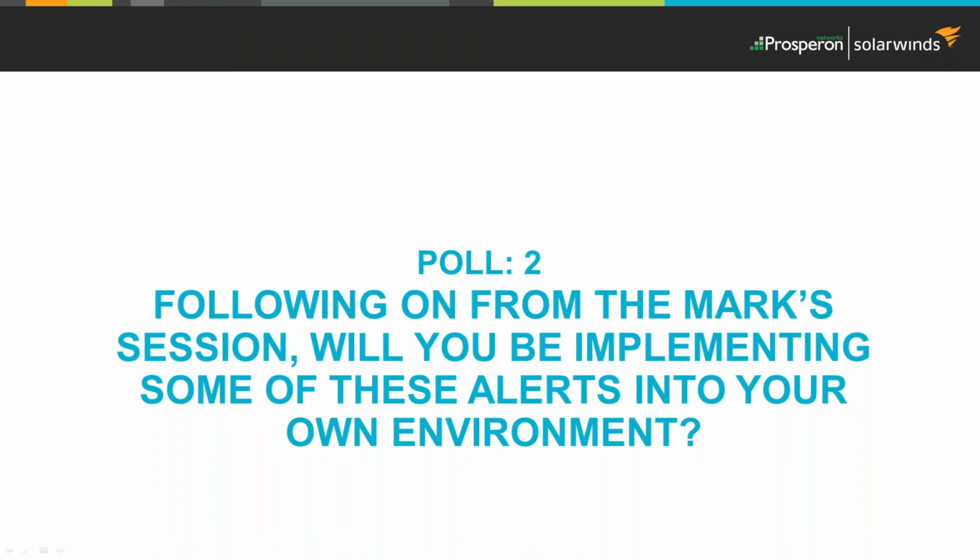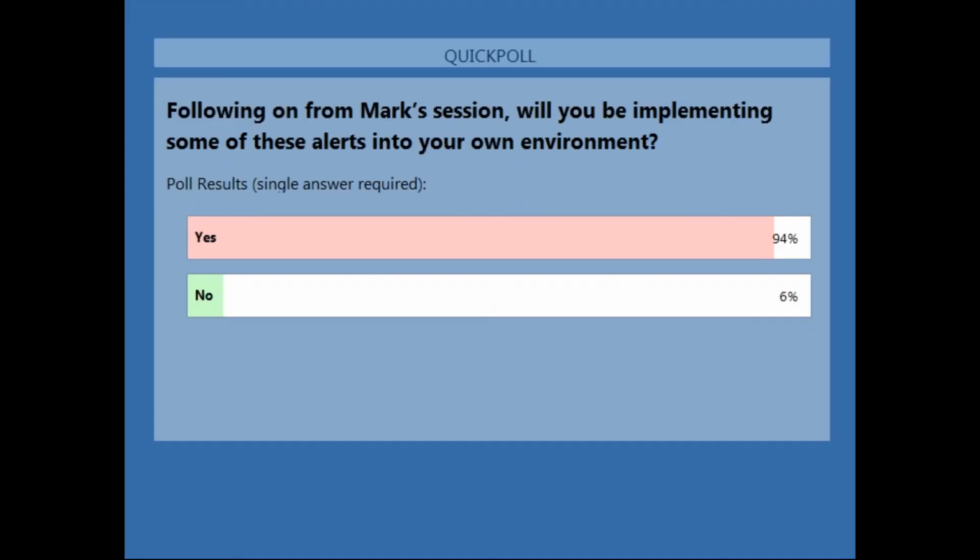I think there are more people voting now, so I think we can close the poll just for you guys to be aware of the results. The majority of you will potentially be putting these alerts in. I'll be very, very interested in understanding why some of you are not going to be putting these alerts in. Is it because they are not really relevant to your environment? It would be useful to understand.